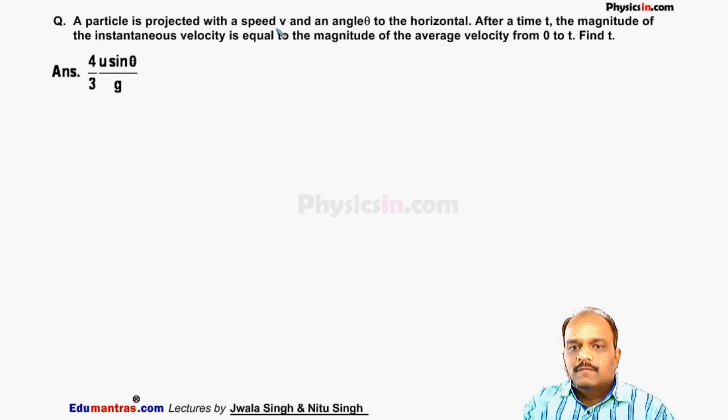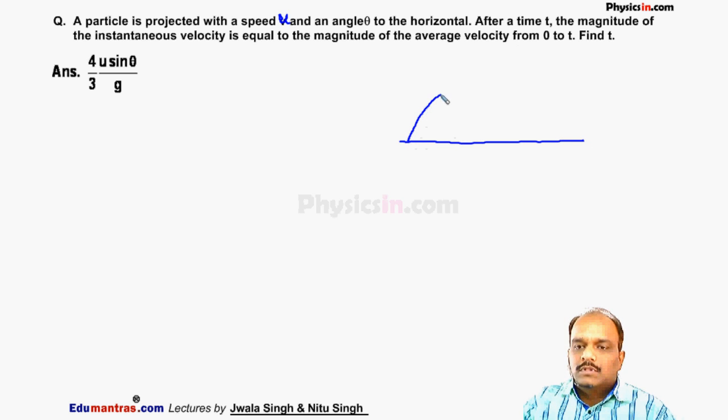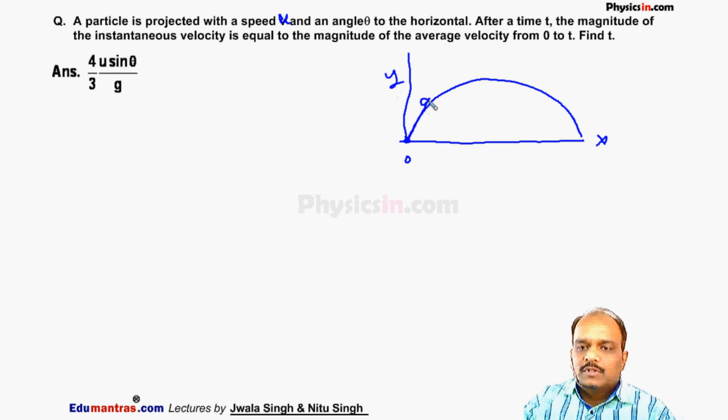A particle is projected with speed u at an angle theta to the horizontal. After time t, this is the particle which is projected from here. Let this be our origin. This is our x-axis, this is our y-axis. So the particle is projected with speed v. Let the angle be theta. So after time t, let the particle be here.